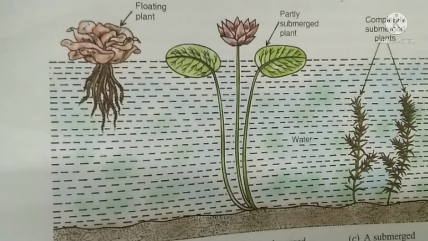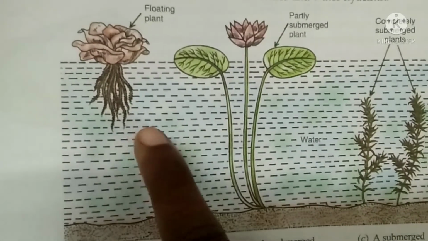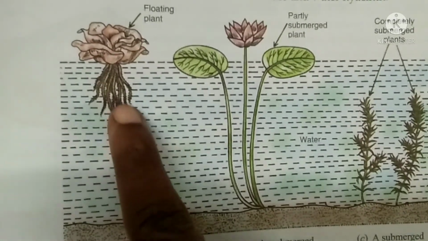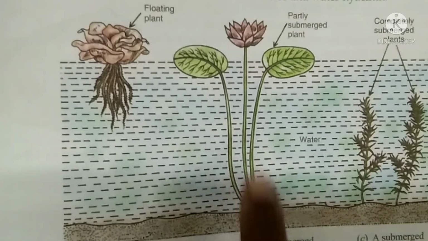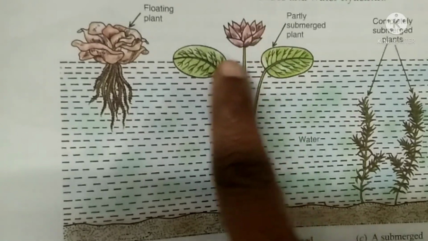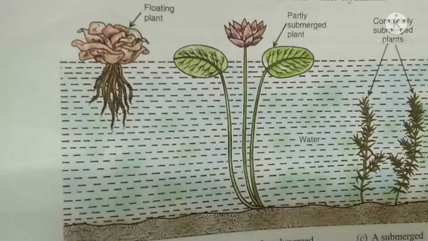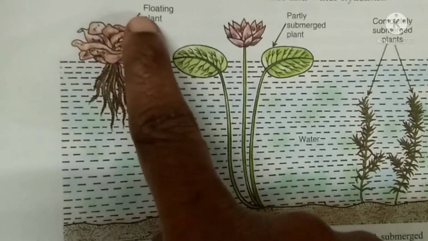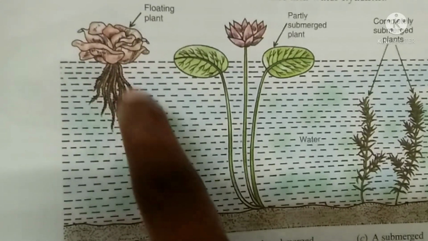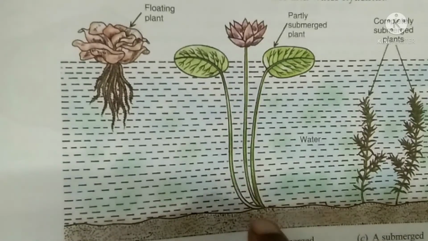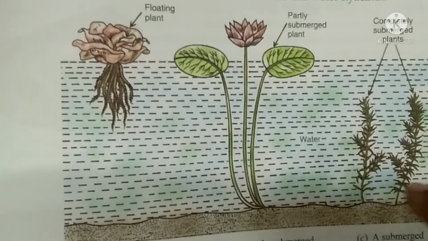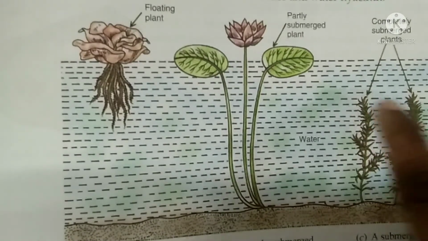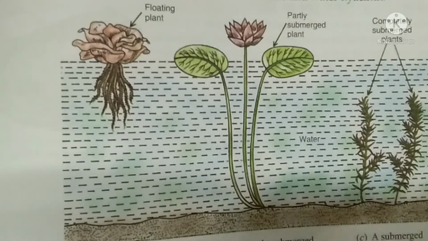Now you see this plant. This plant, that is the water lettuce, its roots are not touching the ground. But here it is touching the ground, but the leaves and flowers are above the water. Here the plant is above the water, but the roots are just suspended. It's not touching the ground. Here the roots are touching the ground, but leaves are on top of the water. Here the complete plant is under the water. So these are three different types of aquatic plants.